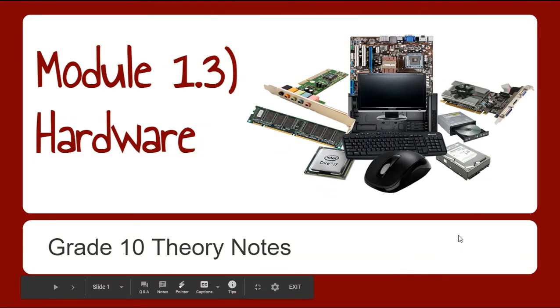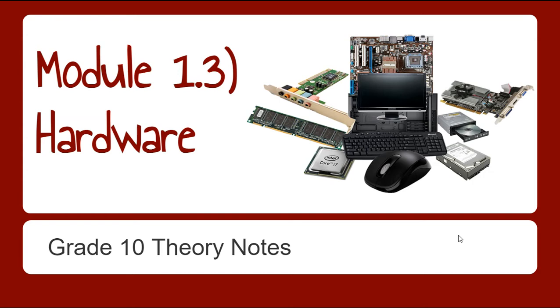Okay, this is module 1.3, hardware. Remember that in module 1.1, we looked at the two main categories when we're looking at computers. We're dealing with hardware and software. In module 1.2, we took the topic of software and we split it up into two main categories, application software and system software. We are now in this module looking at hardware.